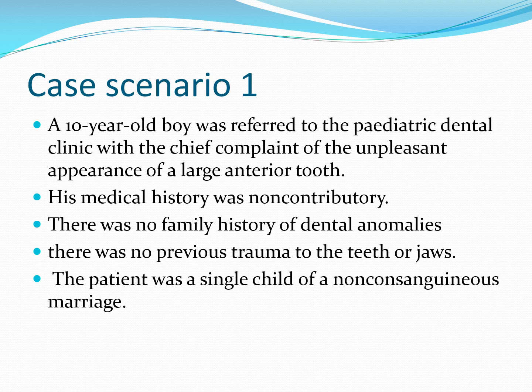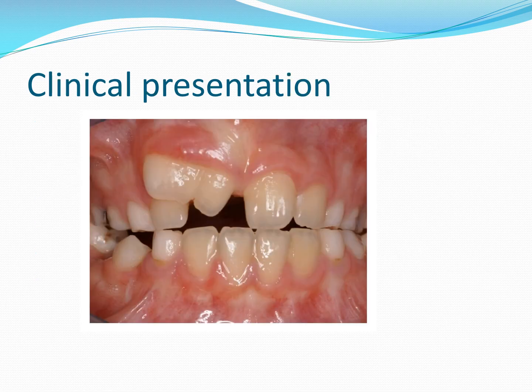He had no relevant medical history or family history, and there was also no previous trauma to the teeth or the jaws. This is a clinical picture of the patient which shows an abnormally large permanent maxillary central incisor. You can see the size of the tooth is relatively larger than the adjacent teeth.